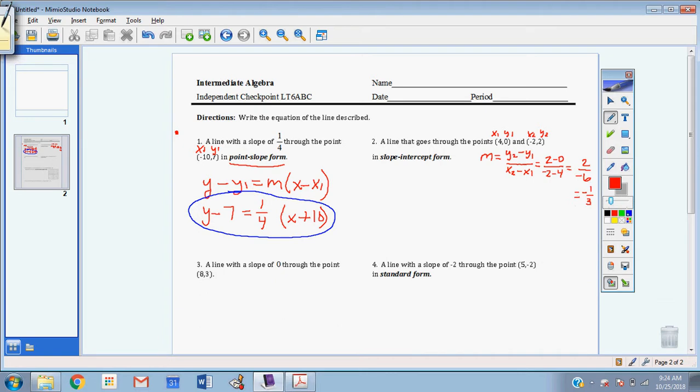So then what we want to do is take that and put it into point-slope form, because that's where we start. You can pick either point. Always kind of nice to pick one with a 0. It makes the math easier. So y minus my y1 equals my slope, which is negative 1/3, times x minus 4.